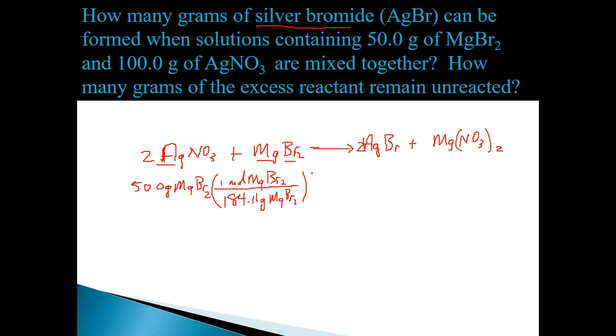And then the next step is where we look at the mole ratio between the silver bromide and the magnesium bromide. We see it's a 2-to-1 mole ratio, so you're going to have 2 moles of AgBr and 1 mole of MgBr2, and I would work that out to get the moles of silver bromide. So let me do that on my calculator. So 50 divided by 184.11 times 2.